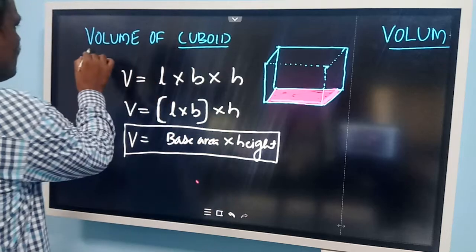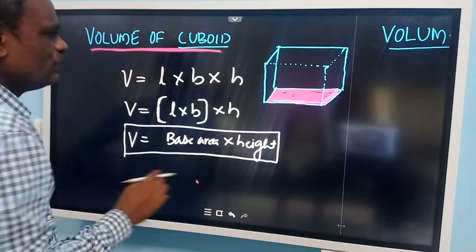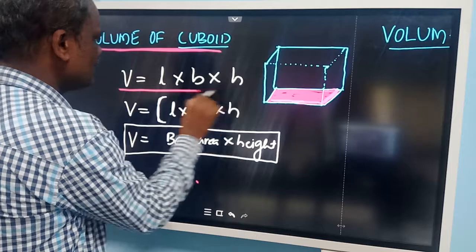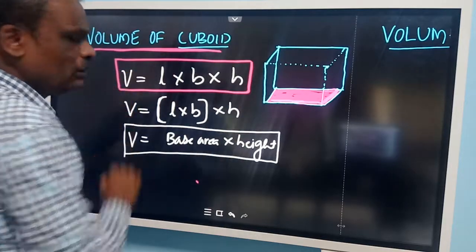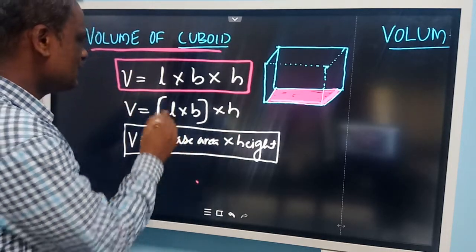Once again, what is the volume of a cuboid? Volume of cuboid, we have the formula length into breadth into height. This is the formula we found out yesterday. So here, let us prove this one.